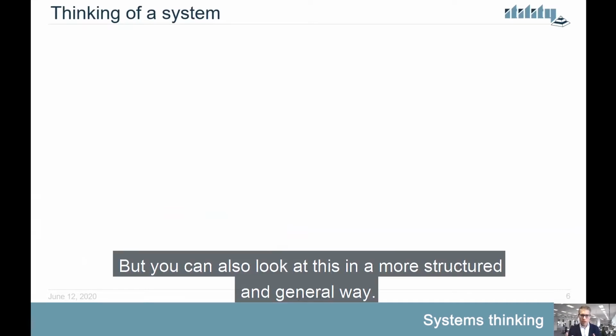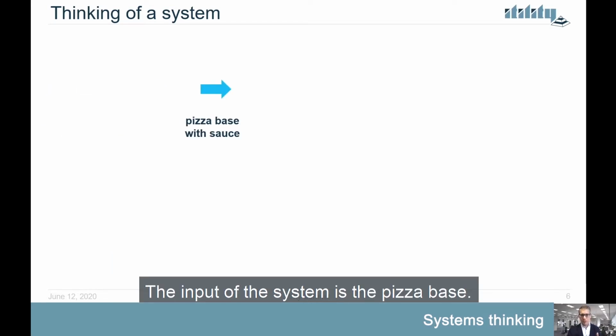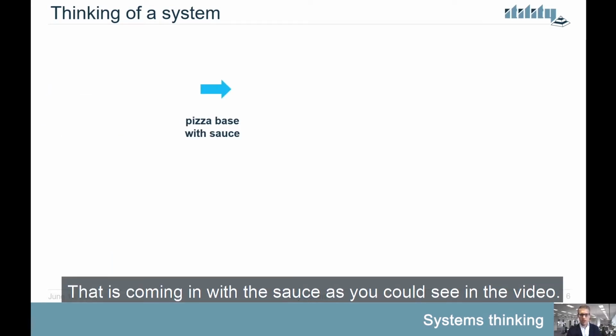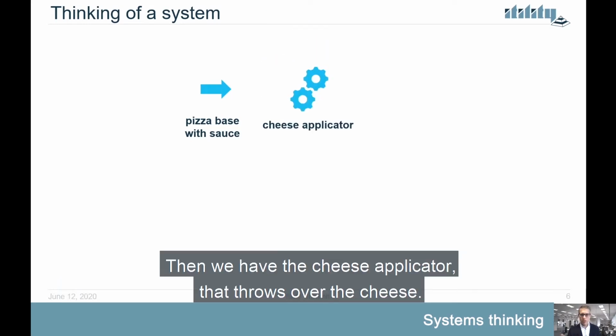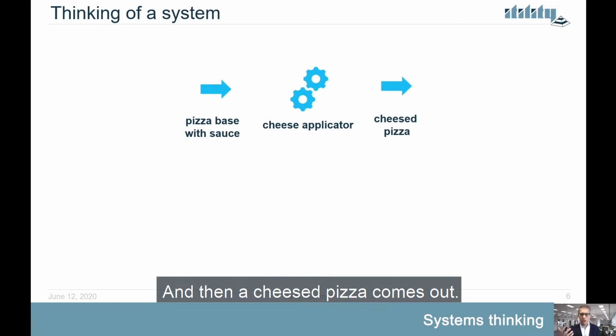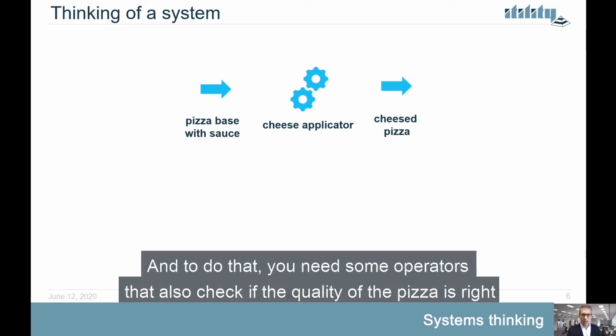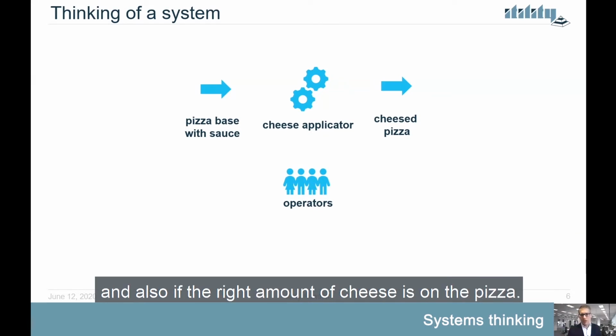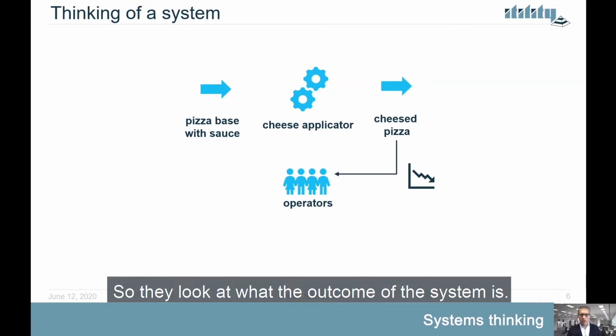But you can also look at this in a more structured and more general way. The input of the system is the pizza base that's coming in with the sauce, as you could see in the video. Then we have the cheese applicator that throws over the cheese. And then out comes a cheese pizza. To do that, you need some operators that also check if the quality of the pizza is right, and also if the right amount of cheese is on the pizza. So they look at the outcome of the system.